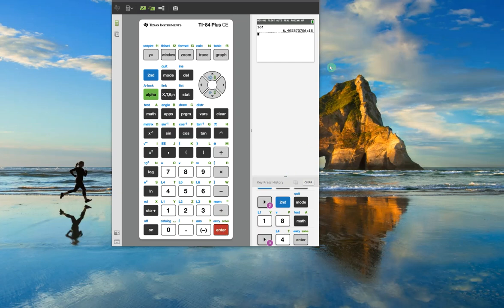Now, this is in scientific notation. It's a huge number. And this e to the 15 means this decimal is 15 places to the right. That's how it moves. So it's a huge, huge number. So that's what we would get.